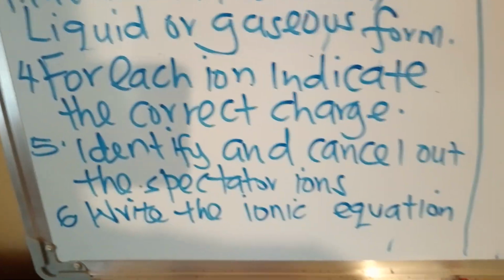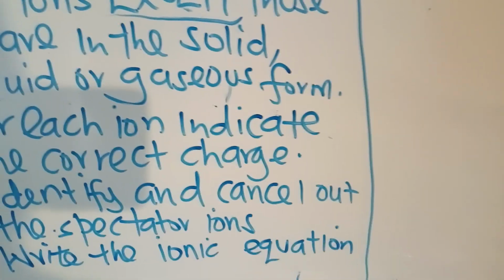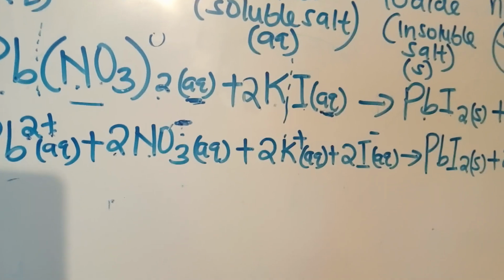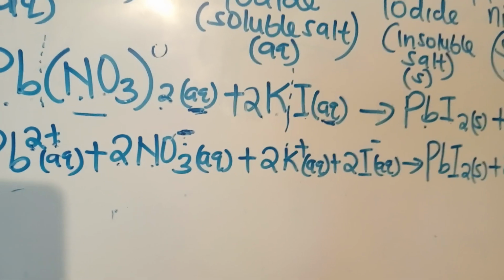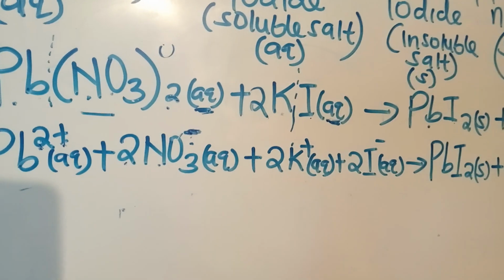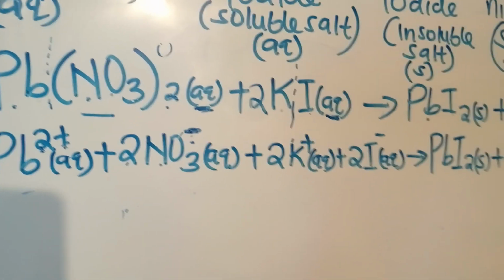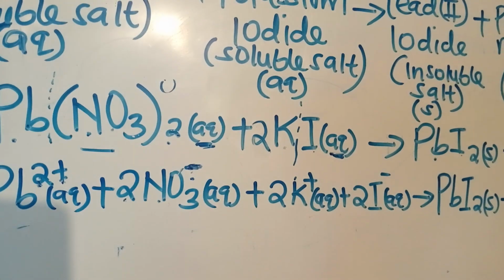So from there, step number 5, identify and cancel out the spectator ions. Spectator ions, we identify them by checking on those that have not changed, and especially when you look at the state symbols, any one of them that hasn't changed in terms of the state symbol, then you can identify that one as the spectator ion. So meaning it has not taken part in the chemical reaction.